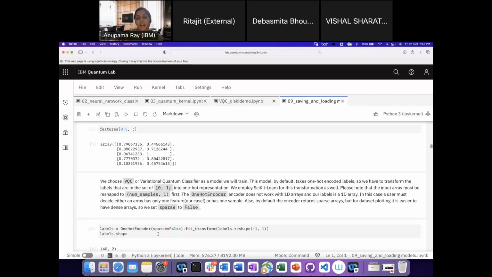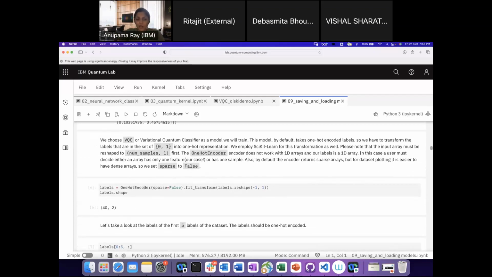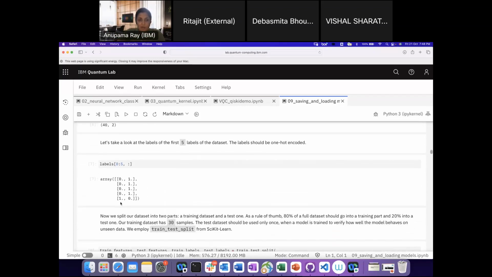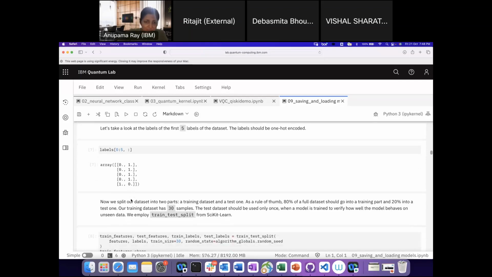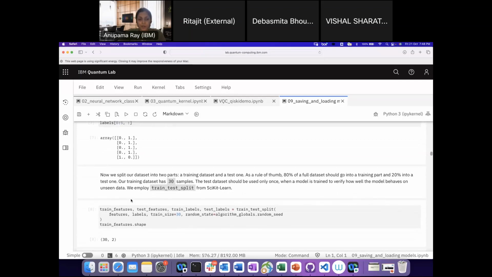So if there are n classes, the dimension of the vector would be n, and whichever class that particular data point belongs to, say the n minus 1th class, then the n minus 1th position will become a 1 and the rest will all be 0. So that's called one-hot encoding. VQC assumes that you are passing the labels as a one-hot encoding vector. So we'll apply one-hot encoding over our y-axis and convert our labels as well. This is how our labels look like. These 4 data points belong to, say, class 1, and the 5th data point belongs to class 2. Okay, and then you're trying to split the data set.